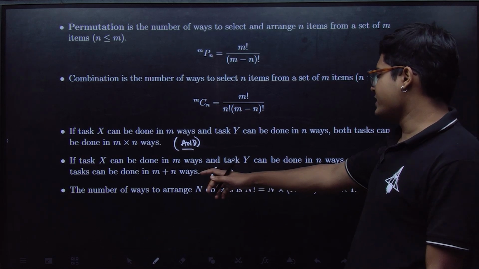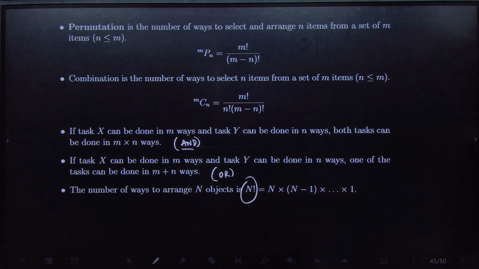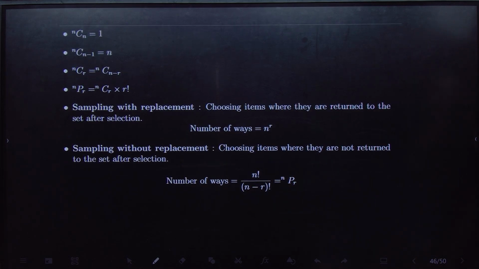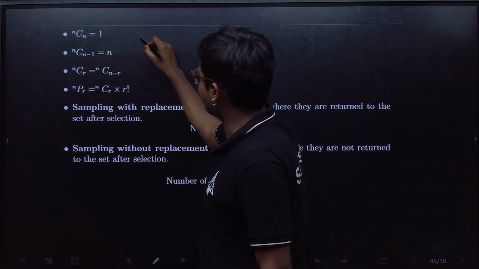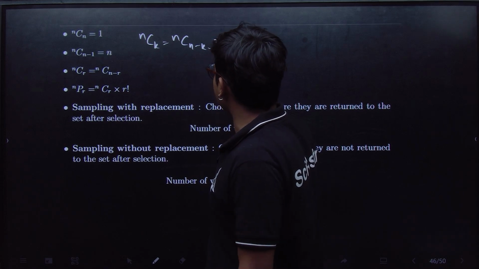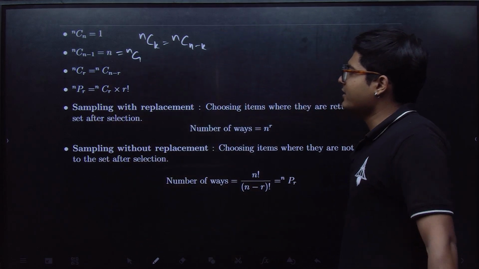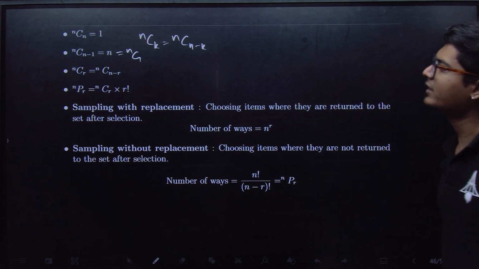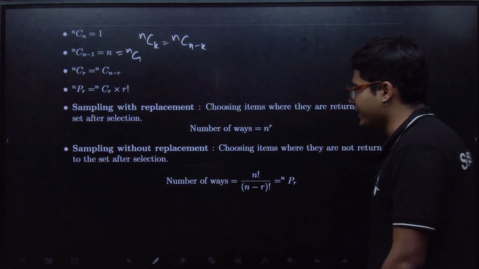The number of ways of arranging n objects is n factorial, that's nothing but the product of 1 all the way till n. Now some simple properties: n choose n is always equal to 1, n choose n minus 1 is equal to n, because we know that n choose k is equal to n choose n minus k. We can also say that n choose 1 is n. N choose r is nothing but n choose n minus r, we already know that. The last one is nPr is nothing but n choose r times r factorial.